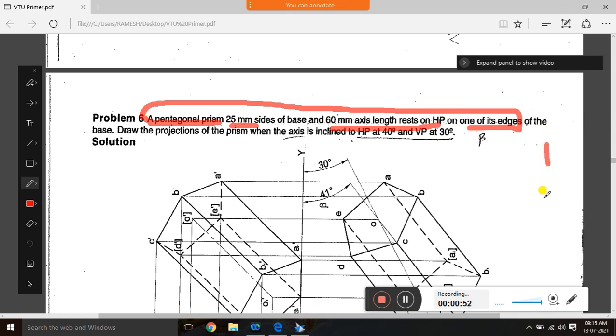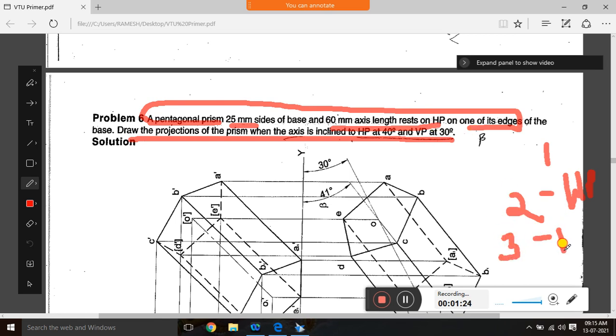For the first position, you have to start with the top view and construct the pentagon with the edge condition. Okay, and in the front view, it's a prism. So by using this data, we can easily construct the initial position, also called the first position. Next, draw the projection of the prism when the axis is inclined to HP 40 degree and VP 30 degree. Yes. For the second position, it is inclined to HP. Okay. And for the third position, it is VP and it is by the beta method.